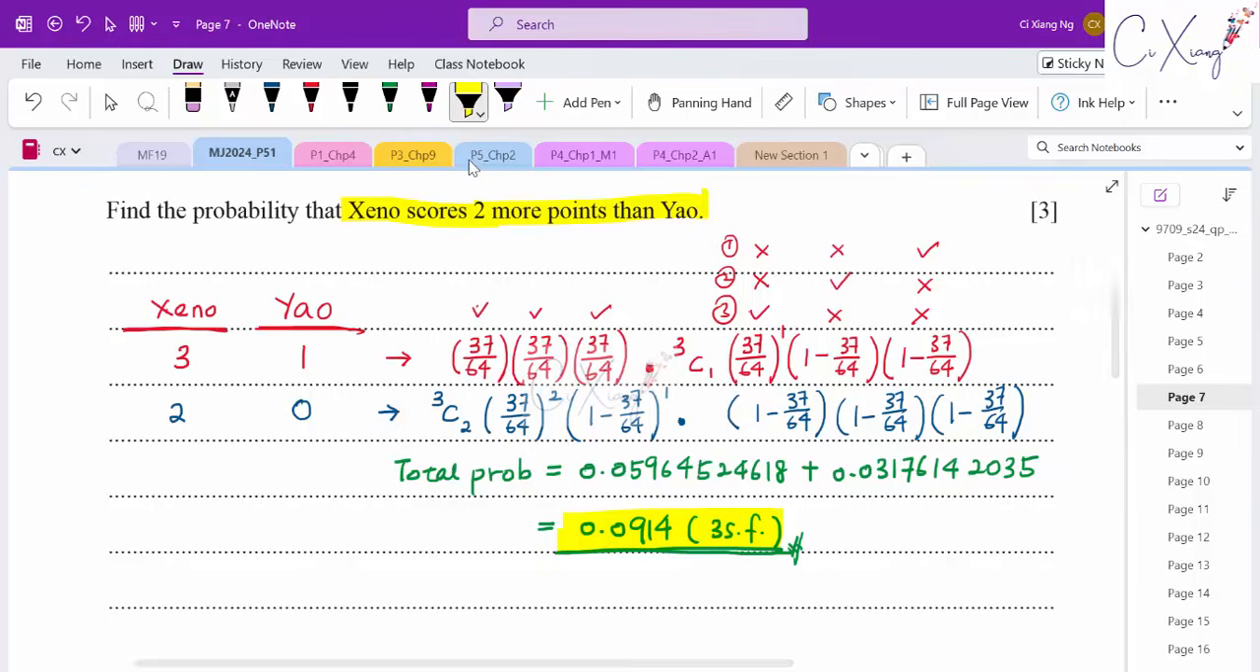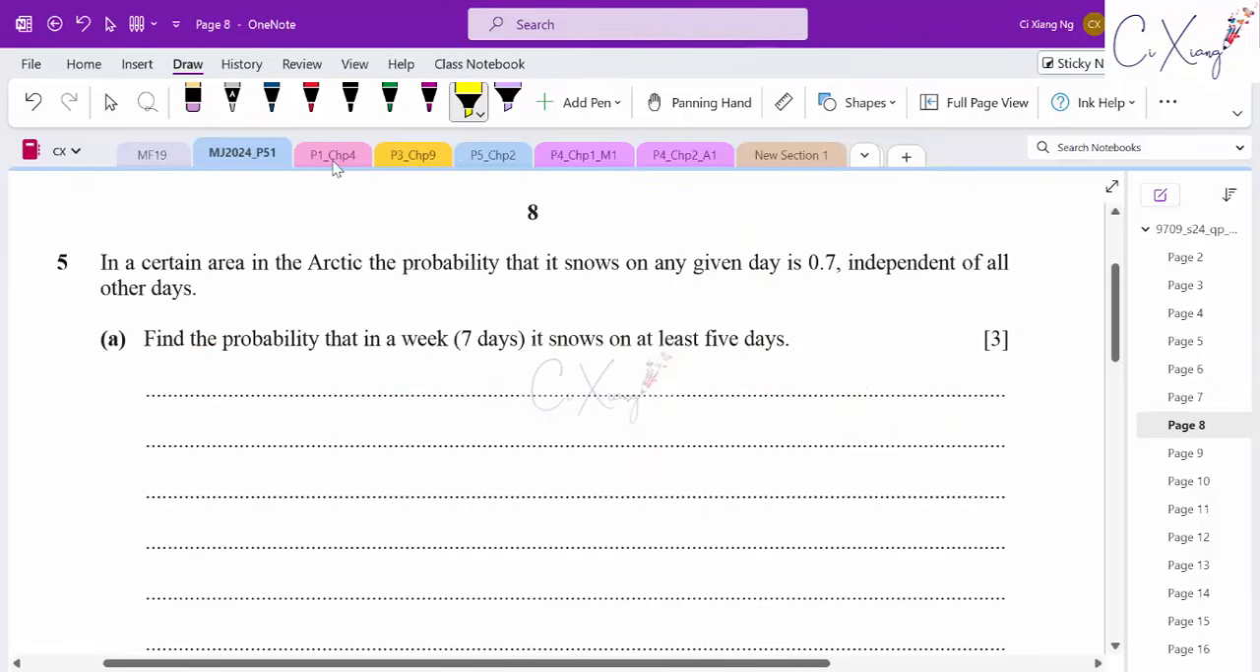Alright, so this is how we solve question number 4. Now, question number 5. In a certain area in the Arctic, the probability that it snows on any given day is 0.7, independent of all the other days. They want us to find the probability that in a week, it snows on at least 5 days. So you can see from here, you have a total of 7 days, and they want to find the probability of snowing for at least 5 days.